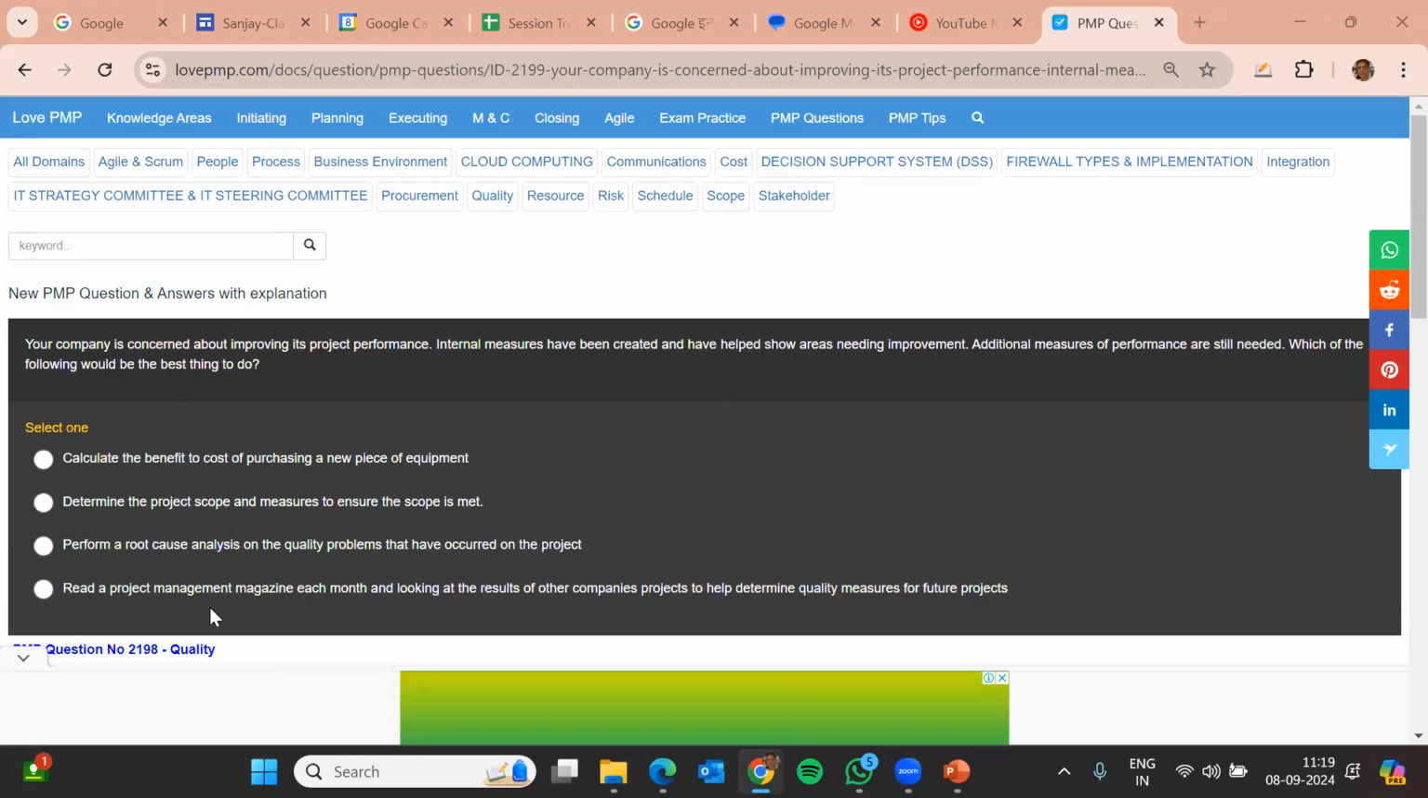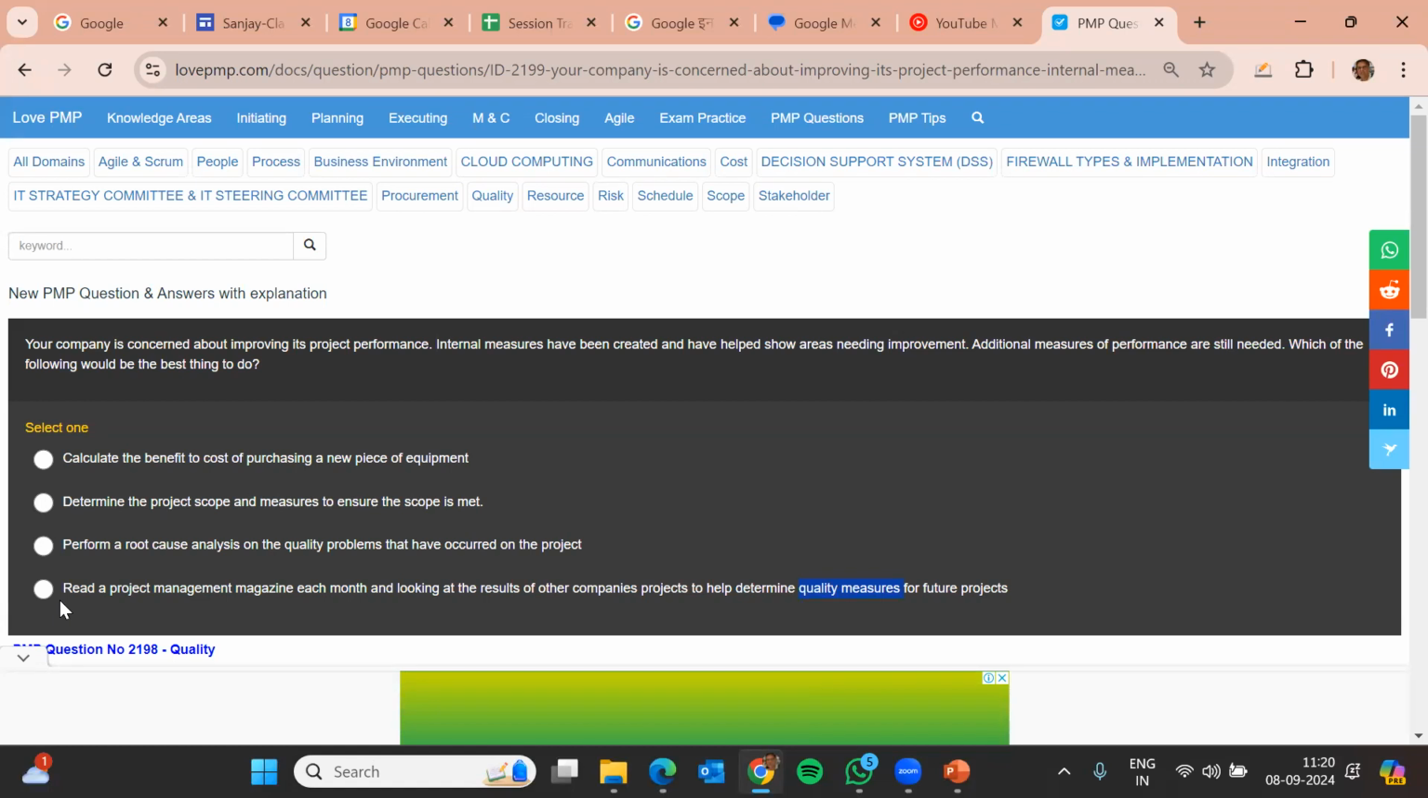Read the project magazine each month and look at the results of other companies' projects to help determine quality measures for future projects. Additional measures are still needed, and read that for determining additional measures. This is not connected anywhere else. Yeah, these are relative to the question. And in the last option, they are saying to compare with other projects.